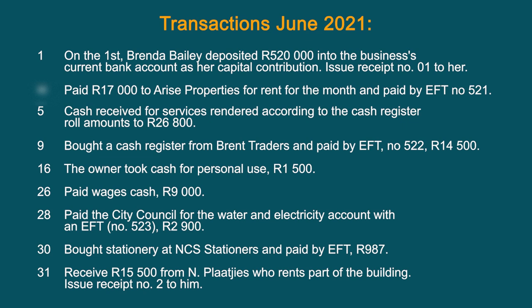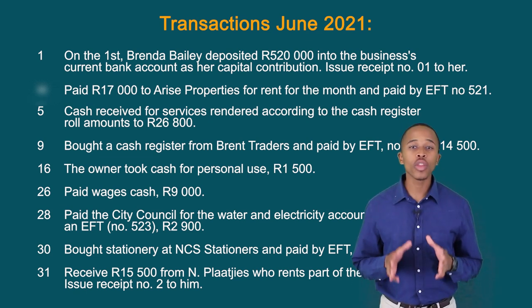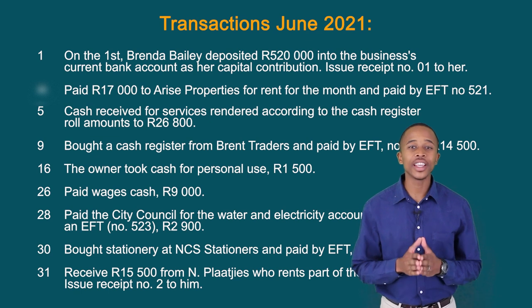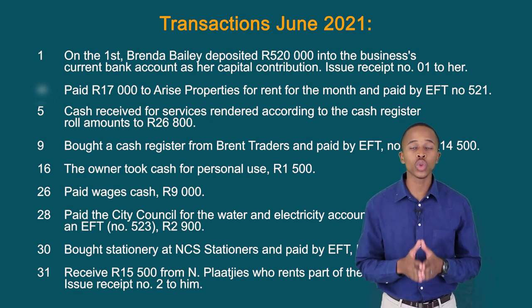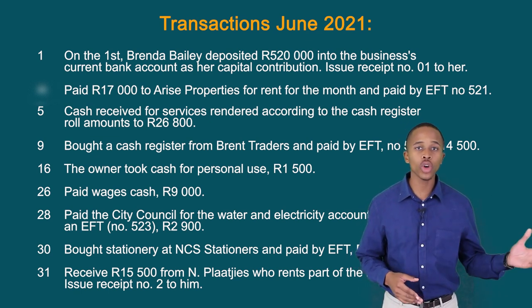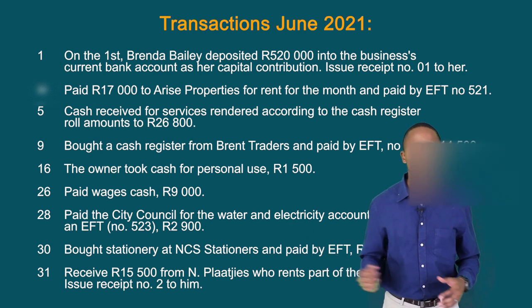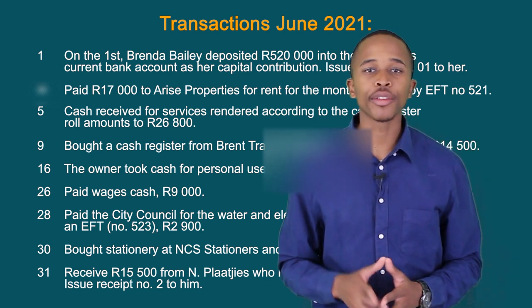Remember, these transactions can be recorded on the CRJ or the CPJ of the business. So we should identify the word in the transaction to identify where this transaction should take place, whether the CRJ or the CPJ. Are you ready? Let's look at the first transaction.